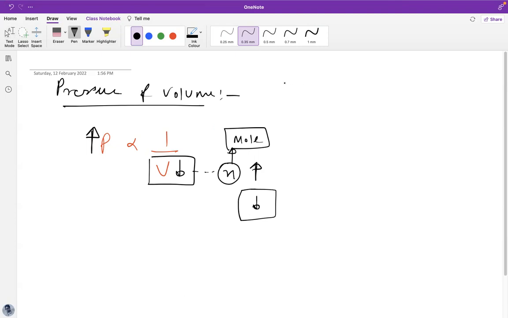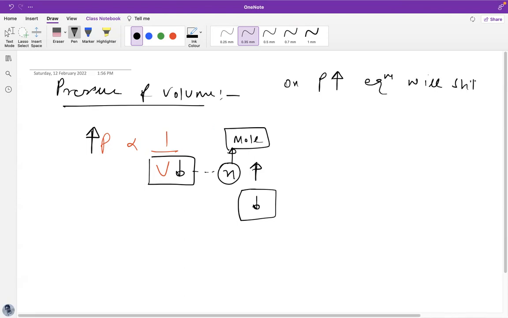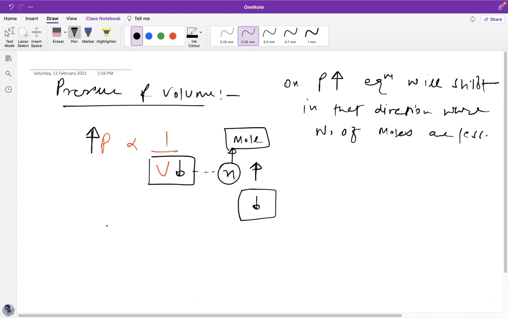So we can say on increasing pressure, equilibrium will shift in that direction where the number of moles is less. Why? Because on increasing pressure, volume decreases and moles decrease. So if you increase pressure, your equilibrium will shift in that direction where moles are less.